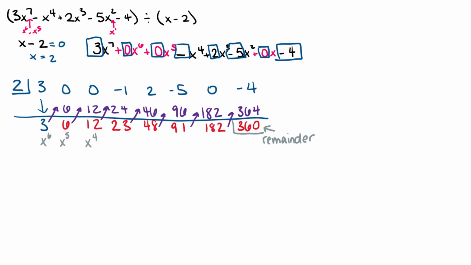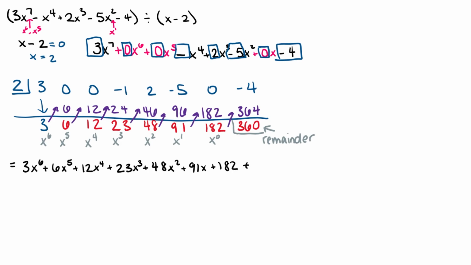Our variables will start with x to the 6th power and go all the way down to x to the 0. So our final answer becomes 3x to the 6th plus 6x to the 5th plus 12x to the 4th plus 23x to the 3rd plus 48x squared plus 91x plus 182 plus 360 over x minus 2.